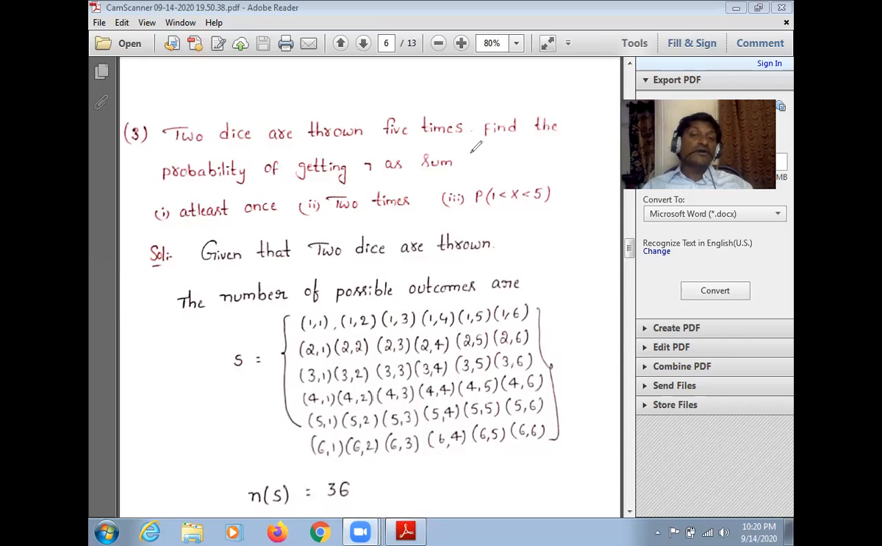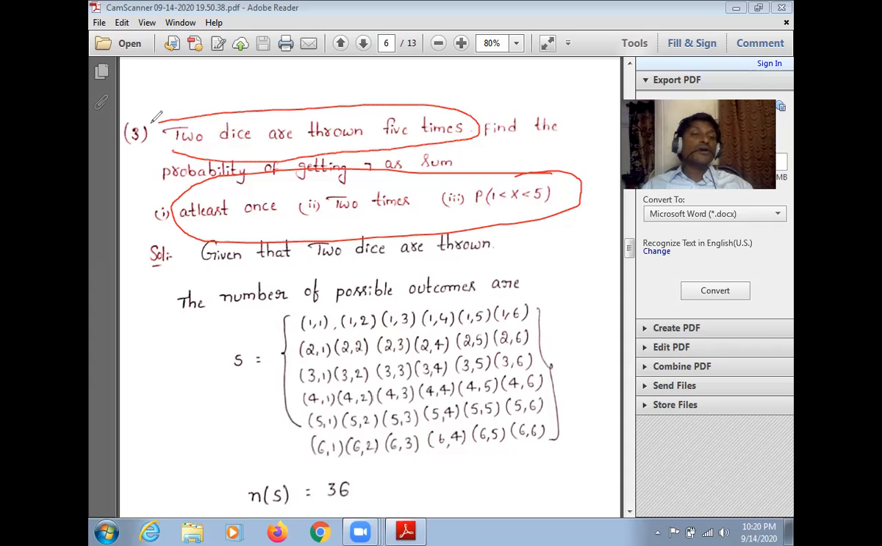But here, first we need to calculate P and Q and N. After that we have to see all these things. So first we require the value of N, the value of P, the value of Q. These are the three things required for applying the binomial distribution. So for that, here they gave one experiment. Which experiment are they doing here? Two dice are thrown how many times?